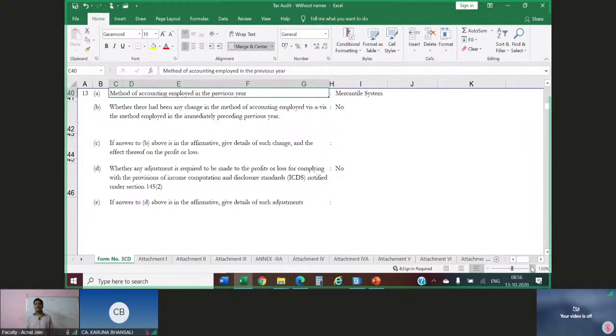And how can this be verified? Auditor can verify this basis of preparation of books of accounts by reviewing the accounting policies. So an entity will have various accounting policies on the basis of which books are prepared, on the basis of which financial statements are prepared. That will give the understanding to the auditor as to how the books of accounts are prepared.